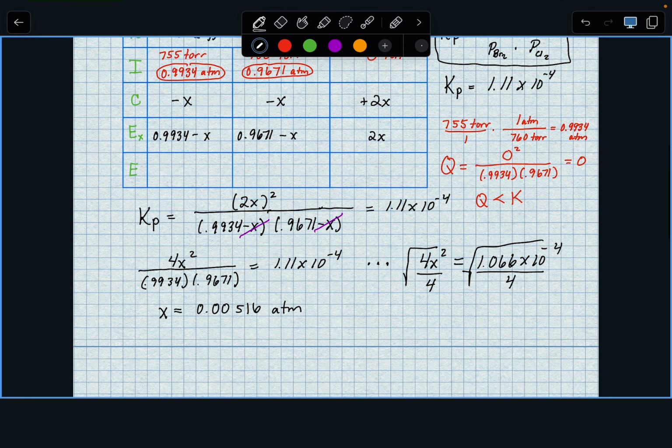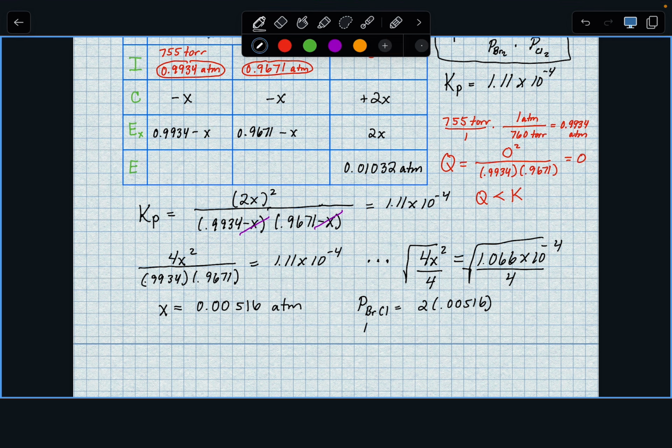So if I put these back into here, I'm going to do this one first because that's kind of the easiest one. So I'm going to take that times 2. So my pressure of my bromine monochloride is just going to be 2 times 0.00516. And then that will be a value of 0.01032 atm.